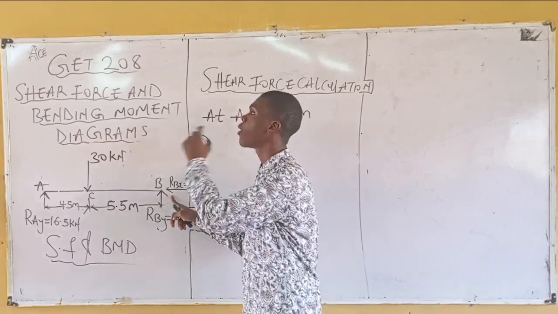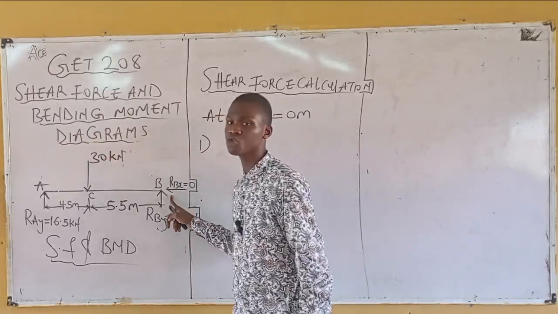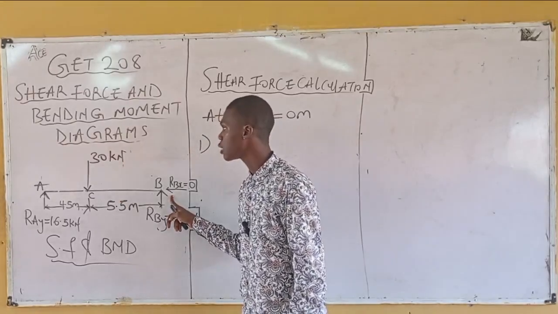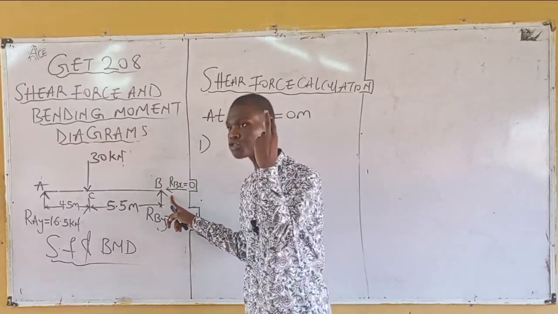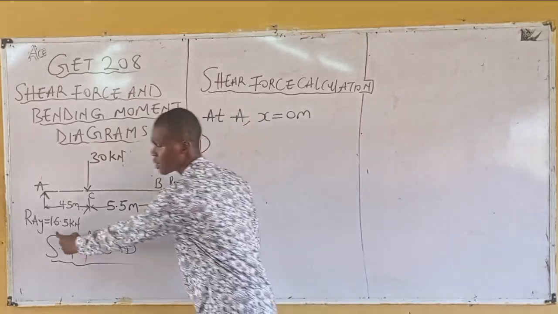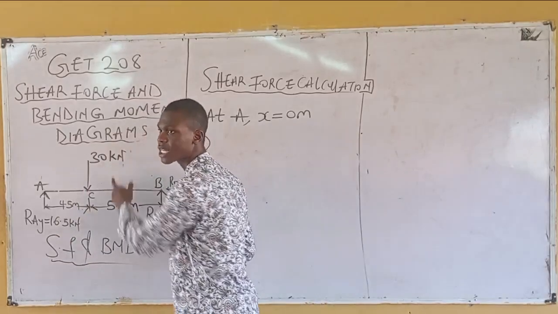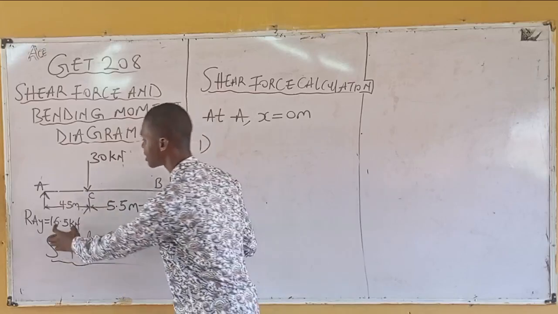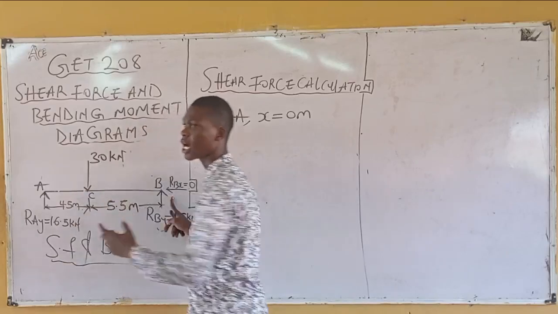Point B. Now, behind point B, how many forces do I have? Which are what? RAY and 30 kilonewton. Meaning you are going to take the algebraic sum, right? By the time you take the algebraic sum, meaning 16.5 plus what? 30. And that will give you what? Minus 30. Yeah, that's correct. That's 16.5 minus 30. And that will give you what?